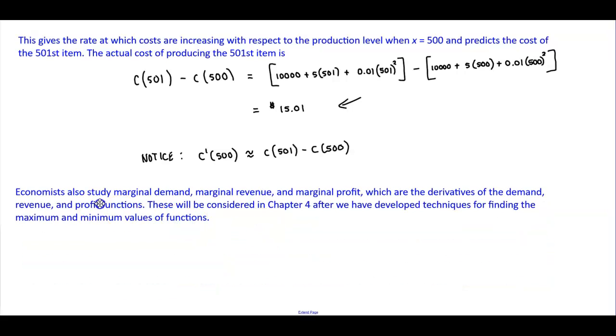So, economists also study marginal demand, marginal revenue, and marginal profit, which are the derivatives of the demand, revenue, and profit functions. These will be considered in Chapter 4 after we have developed techniques for finding the maximum and minimum values of functions.